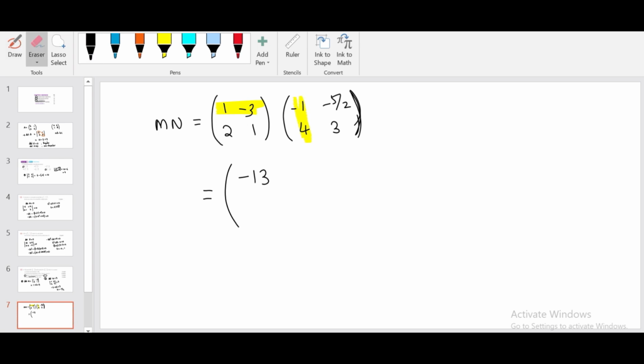And then first row times second column. So minus 5 over 2 plus minus 9. So it's minus 11.5. Just one decimal place, you can write it as minus 11.5, doesn't matter. And then take the second row, first column. That would be minus 2 plus 4, that is 2. And then second column, minus 5 plus 3, minus 2. That's all. That's the answer for part C.